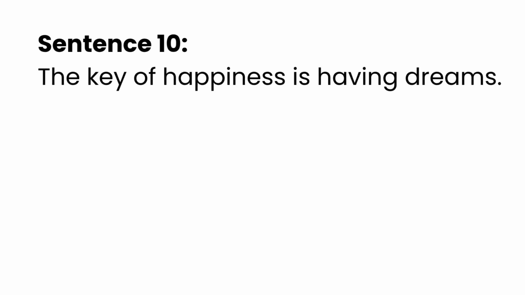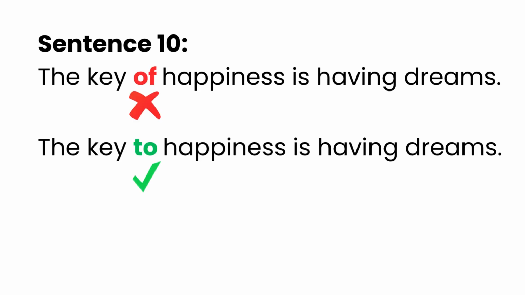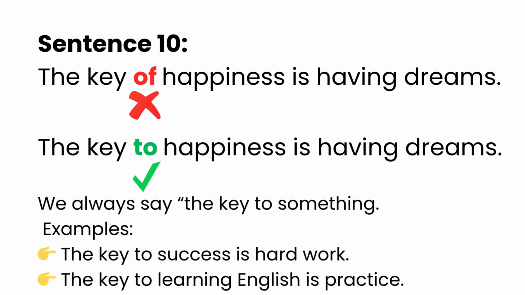Sentence 10. The key of happiness is having dreams. Can you correct it? The right expression is, the key to happiness is having dreams. We always say the key to something. Examples. The key to success is hard work. Or, the key to learning English is practice.